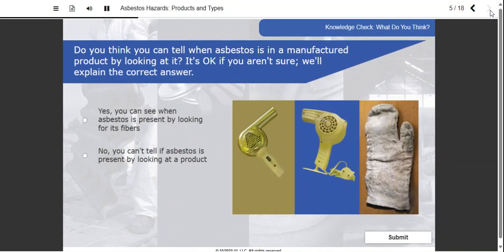Do you think you can tell when asbestos is in a manufactured product by looking at it? It's okay if you aren't sure. We'll explain the correct answer.